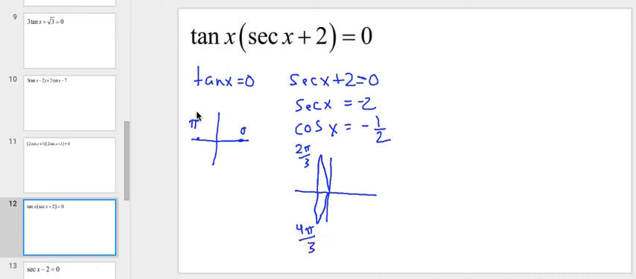So we have four answers: pi, 0, 2 pi over 3, and 4 pi over 3. And that's it for this video.